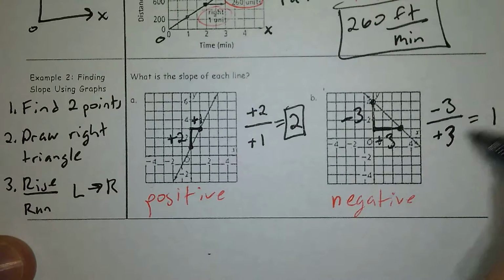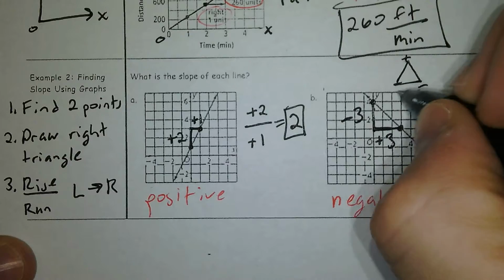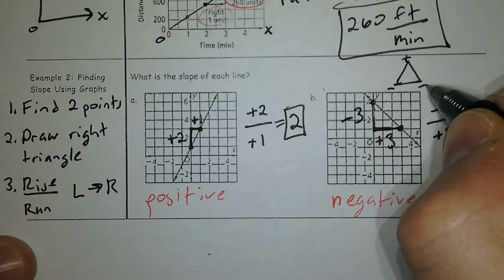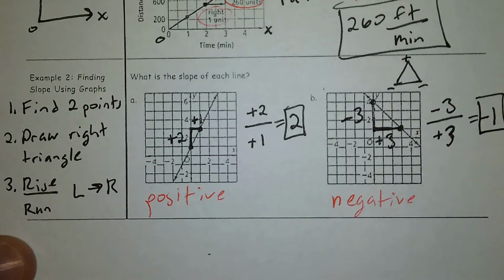A negative divided by a positive. Remember, that's where we look at our triangle. We have a positive, a negative, and a negative. A negative divided by a positive will give me a negative. So my answer for slope will be negative 1.